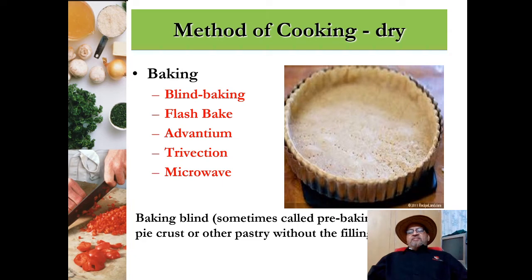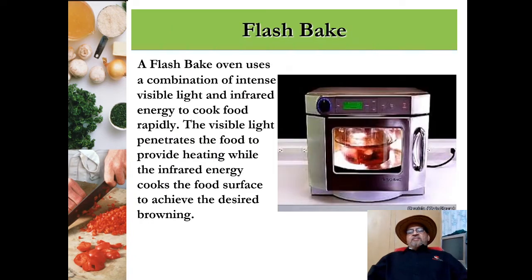Flash baking uses a combination of intense light and infrared energy to cook food rapidly. The visible light penetrates the food to provide heating, while the infrared energy cooks the food surface to achieve the desired browning. It happens very fast.